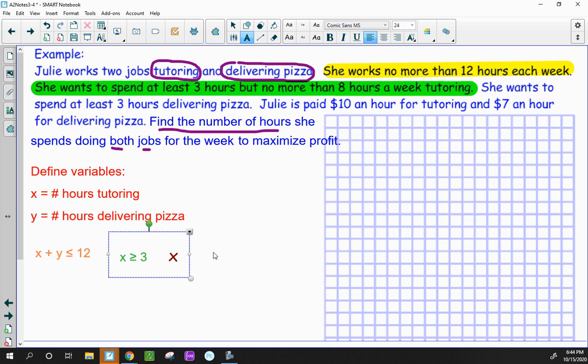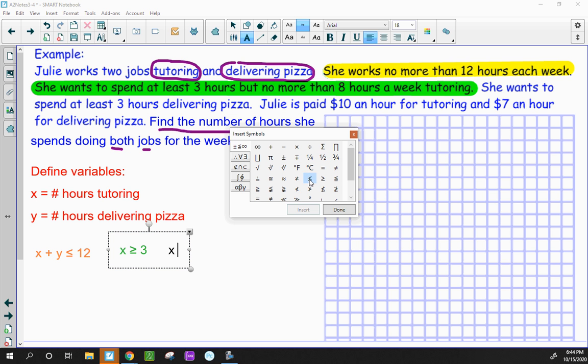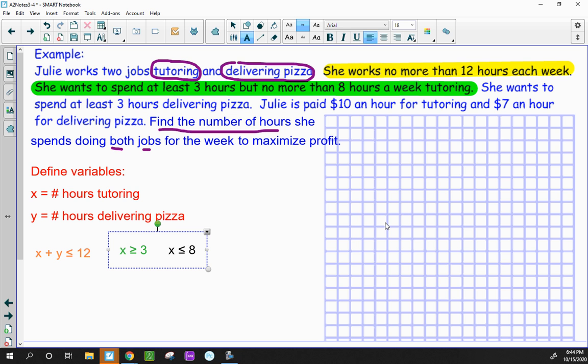But this time we got to go no more than. And so that means 8's got to be like the highest amount. And so we're going to go with the less than or equal to symbol for that scenario. Okay, so far I have 3 constraints on the board.